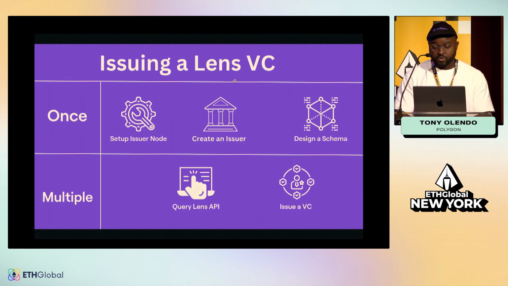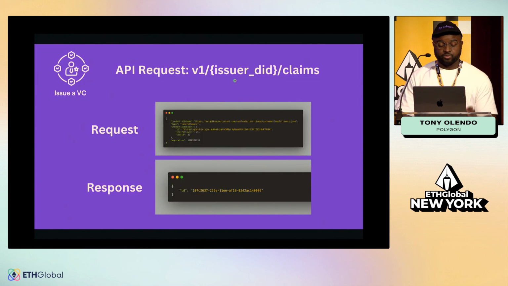So now you've done all the things you need to do once. So you have a schema, which basically is the shape of your data. You have an issuer, and you set up the issuer node. So let's get to actually creating the VCs. So for this particular example, the top part assumes certain things, that you've gone to Lens and you've gotten a figure for the Lens followers, and you've gotten a figure for the Lens ID.